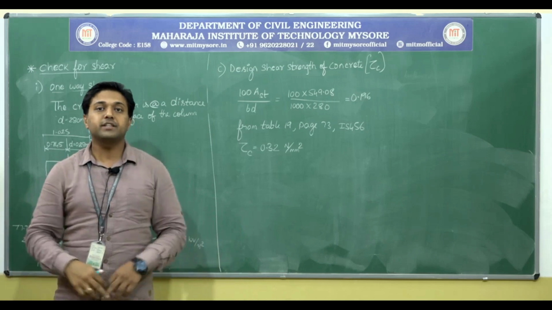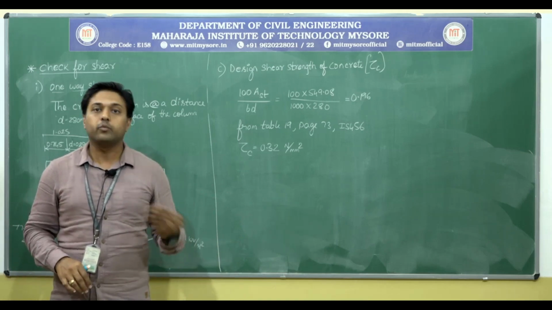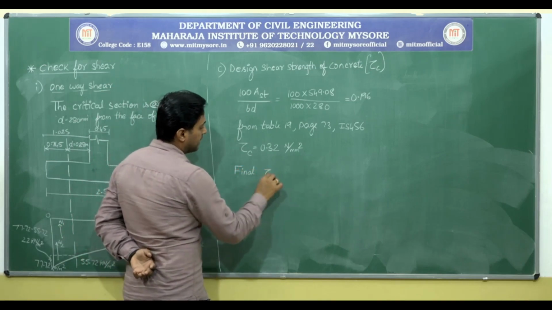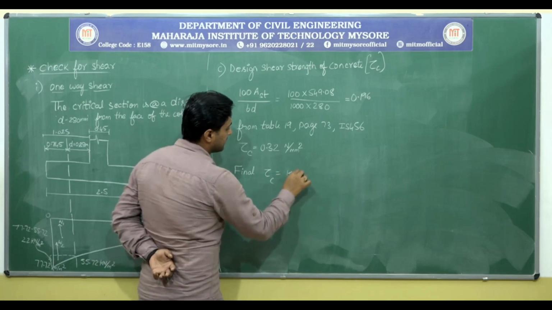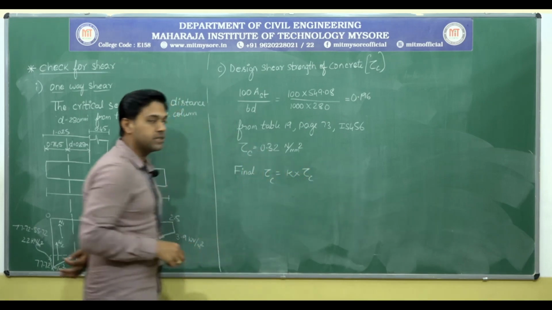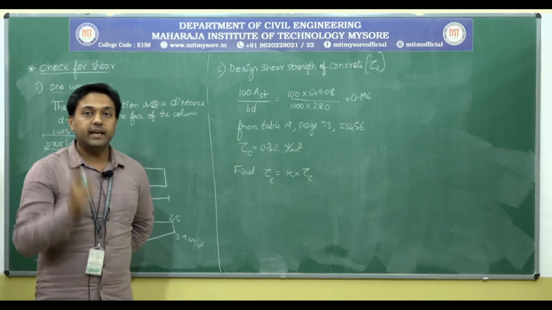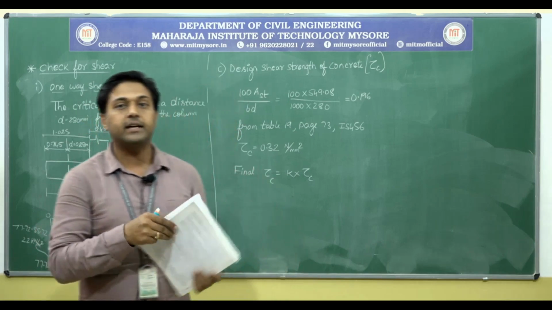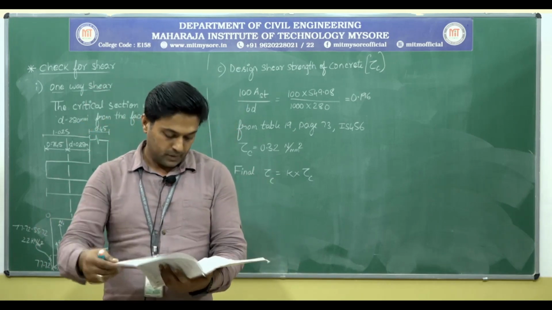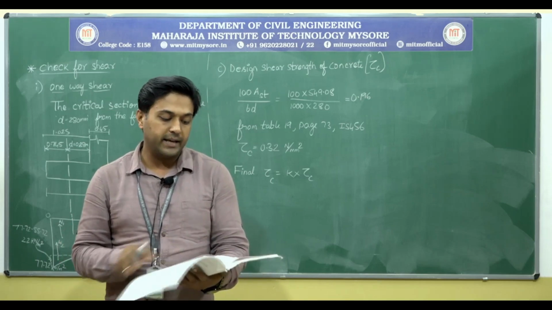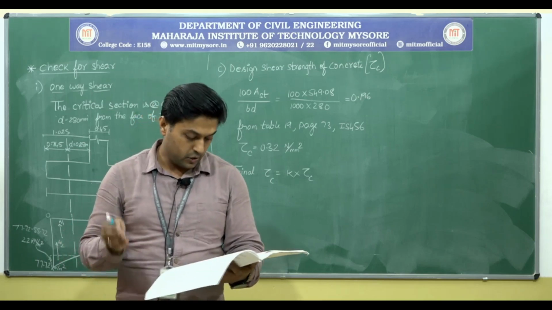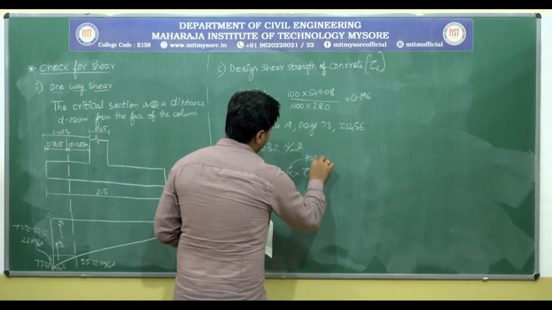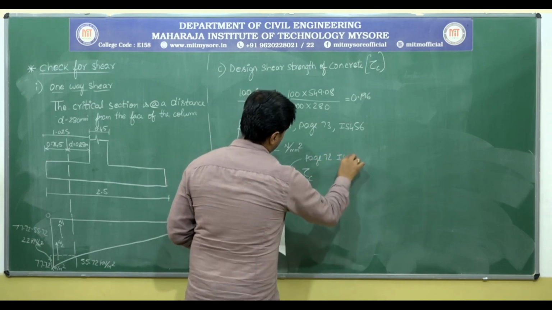Okay, so now observe here. As it is a footing slab, I need to go with one more thing. The final tau c value will be k times tau c. So what is the value of that k? You can get that k value from page 73 of IS 456. Let me check it out. Okay, not page 73, it's page 72 of IS 456.